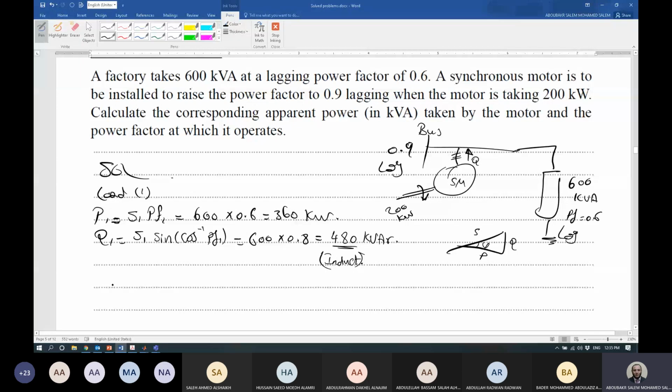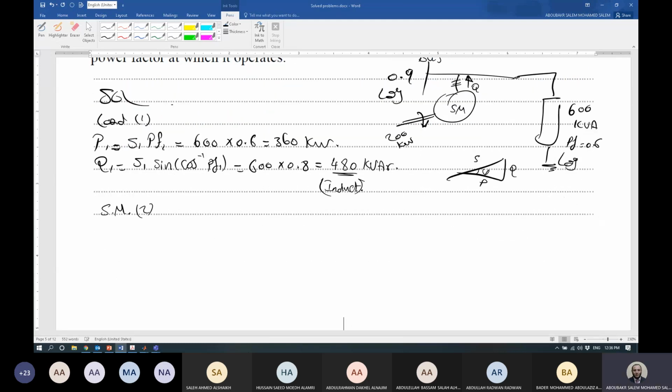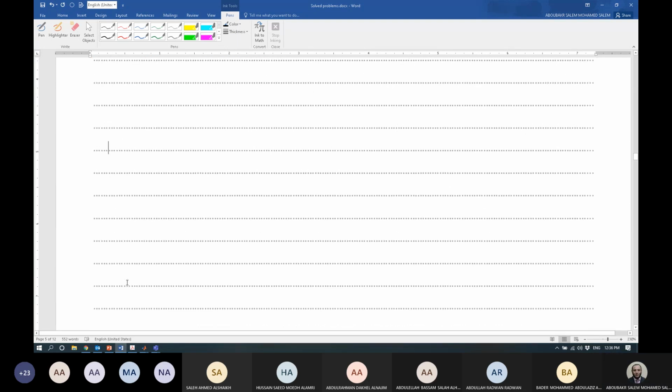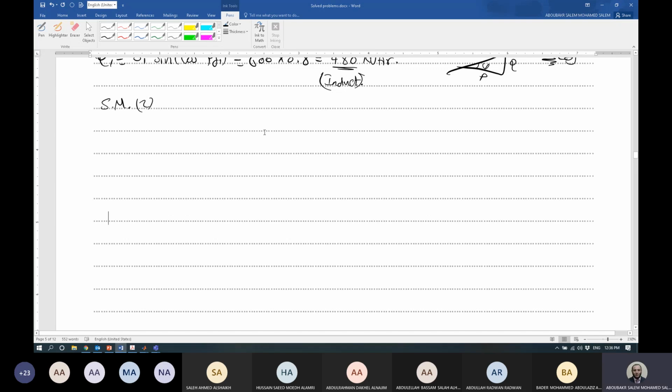Now for the synchronous motor, assume that the synchronous motor is load number 2. Now we can calculate for load number 2. We have the power, which is 200 kilowatts, so P2 equals 200 kilowatt. However, we don't know the value of Q2, it's unknown, and power factor 2 is also unknown, meaning it's required. What is required? Power factor 2 and S2. These are the requirements here.